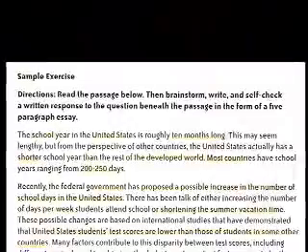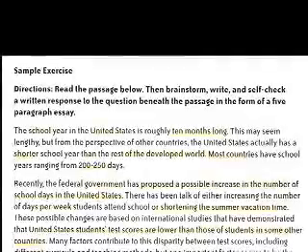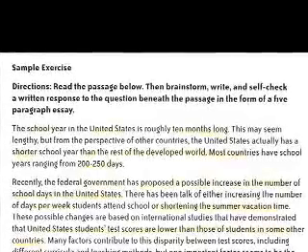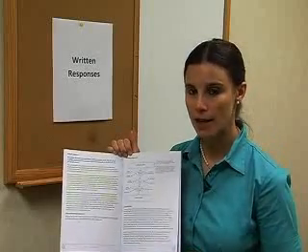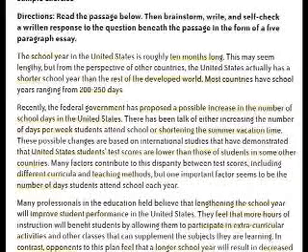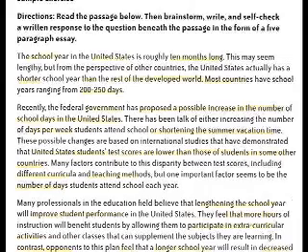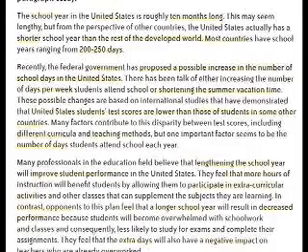The directions say, read the passage below. Then brainstorm, write, and self-check a written response to the question beneath the passage in the form of a 5-paragraph essay. I'm going to read this passage, which presents 2 sides of an argument. The school year in the United States is roughly 10 months long. This may seem lengthy, but from the perspective of other countries, the United States actually has a shorter school year than the rest of the developed world. Most countries have school years ranging from 200 to 250 days.